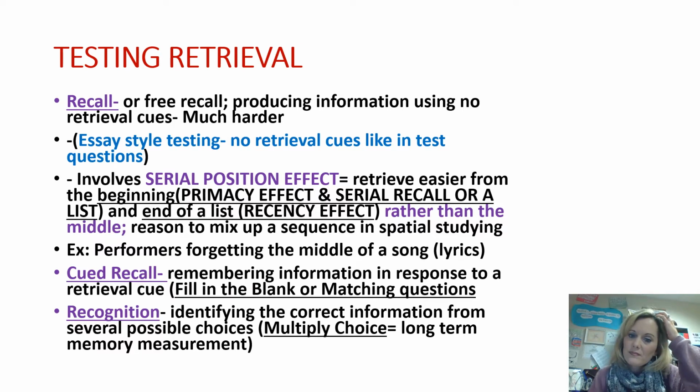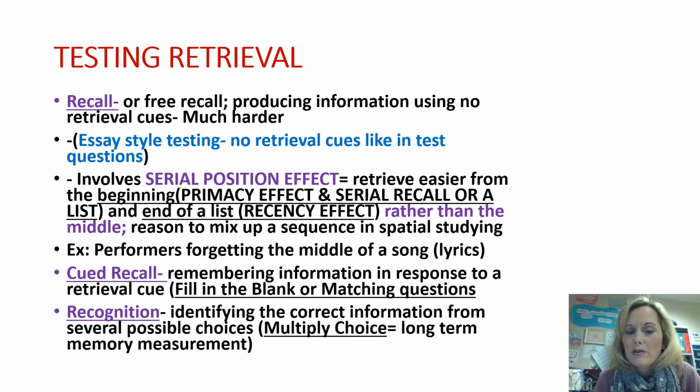Okay, so this involves what we call, and these are really important words in this section, the serial position effect: that it's easier to retrieve from the beginning of a list of things, which is called the primacy effect, and at the end, which is called the recency effect. So the serial position effect has to do with primacy and recency, and we can remember things at the beginning and the end of a whole list of things, but it's hard to come up with the middle. So that's why performers tend to forget the middle of songs and so forth.